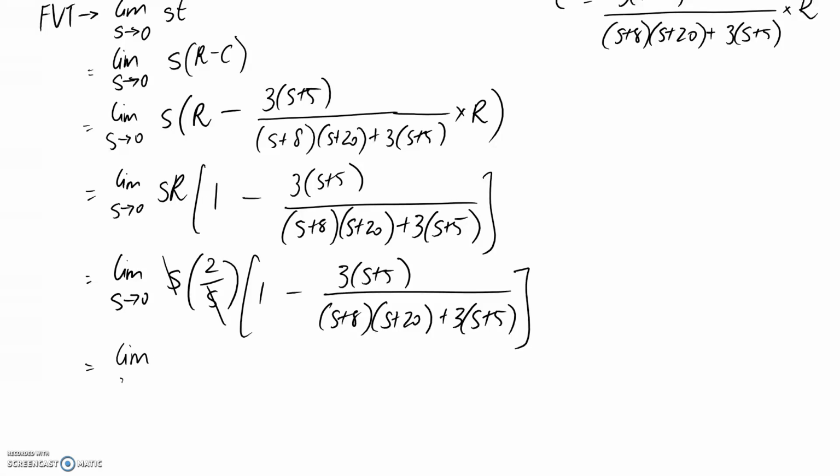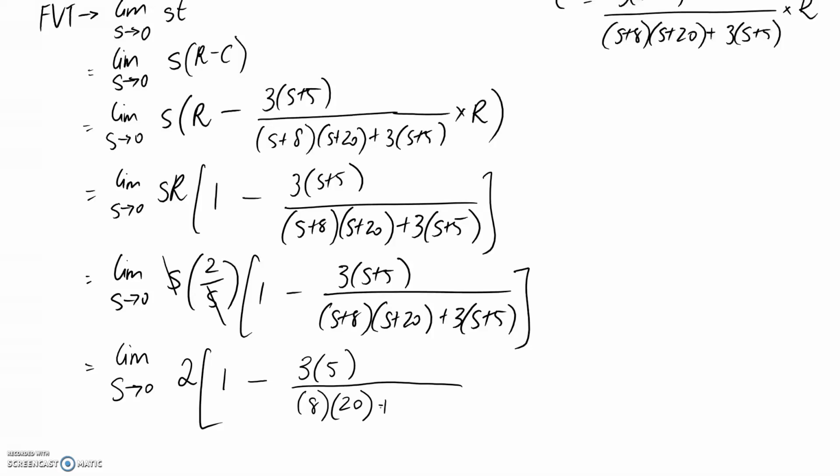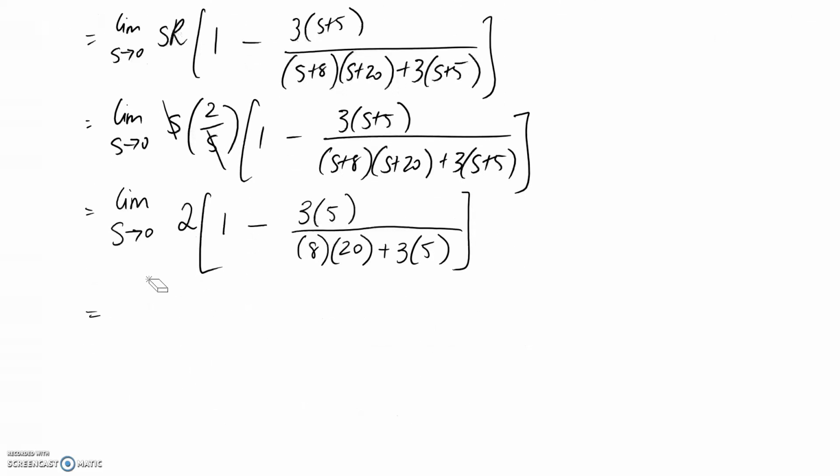So I'm going to end up with the limit as S goes to 0. We've got 2 outside our bracket. Wait, sorry, I just need to sub in the limit. So subbing in S equals 0, this is going to become 3 times 5 on the top line. On the bottom line, all the S's are going to 0, so we're going to get 8 times 20 plus 3 times 5. I've subbed in my limit, so I can drop that. If you go ahead and work this out, I'm going to end up with the answer of 1.829 from the calculator.